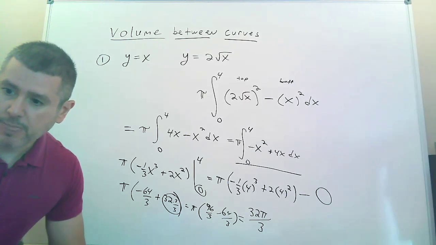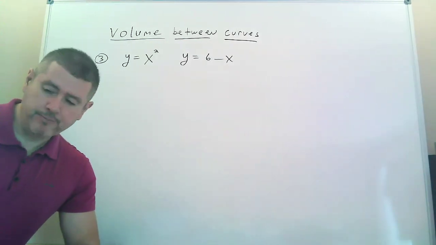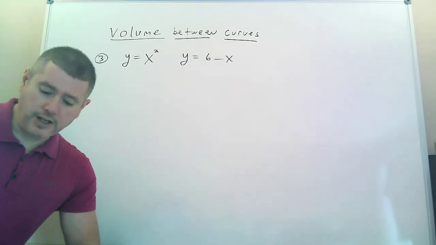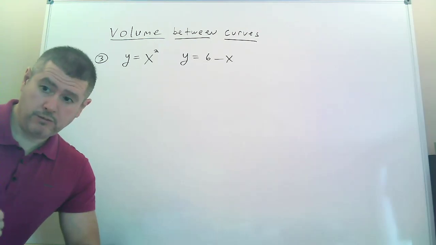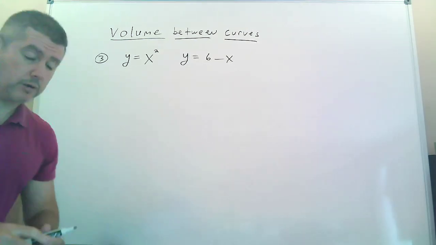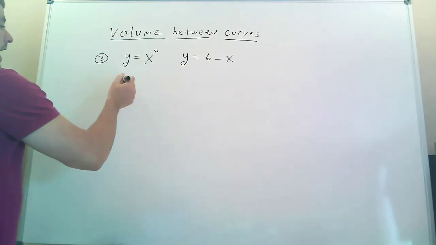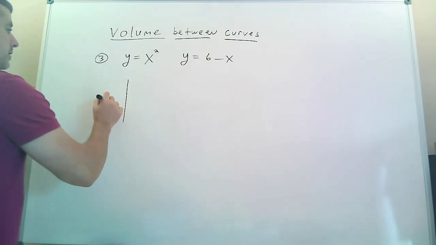So let me do another one. All right, so this time I jump to number 3. And again, I need some things before I even set this up. I need to know where they meet, and I need to know which one is above and which one is below, which one's on top. So I have no choice but to make myself a rough sketch.